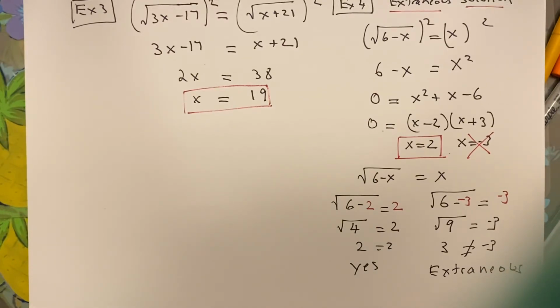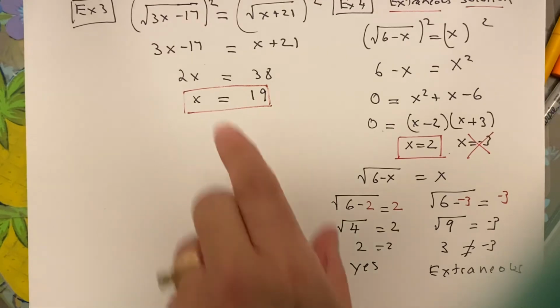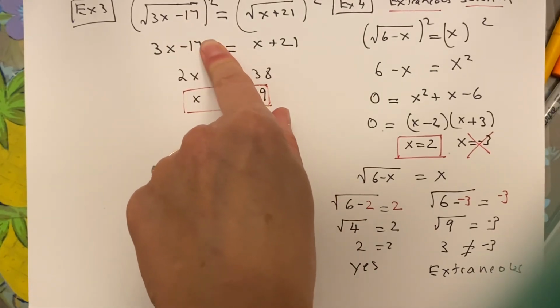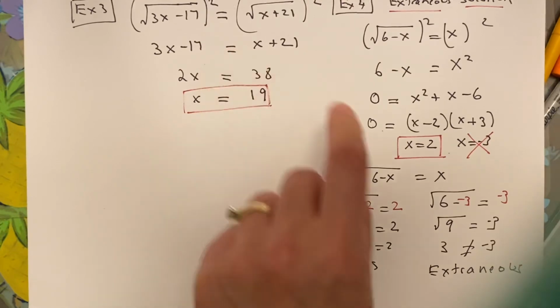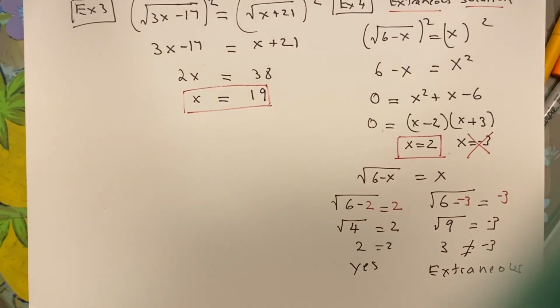So we have looked at solving an equation that has radicals on both sides, and we've solved an equation with an extraneous solution. When I come back tomorrow, we're going to do the word problem, and then we'll be finished.